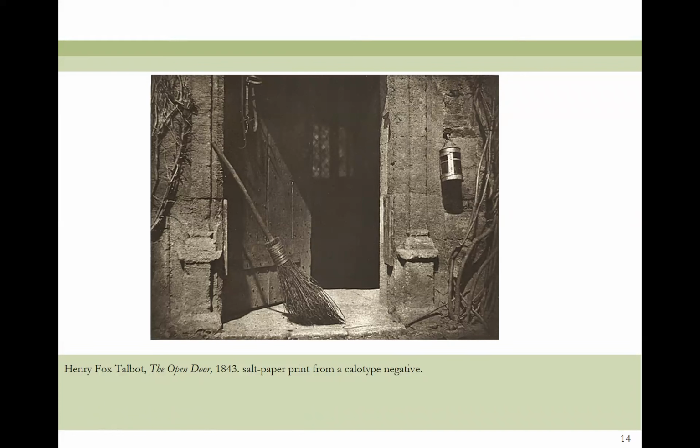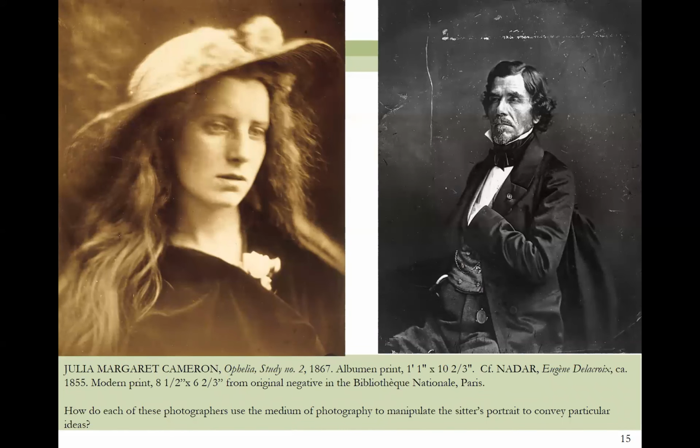Different ways of considering composition arise with photography. So Talbot, thinking about how to create interesting shadows, plays of light, diagonals with the broom, verticals with the brick lines, and the different textures of the wooden door to the brick. These are all things where photography is becoming something for folks that can be an art form as composition is considered. Julia Margaret Cameron similarly considered composition.